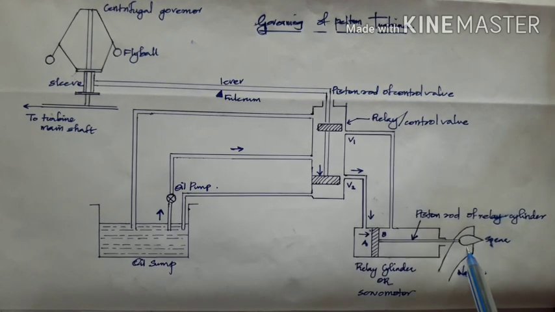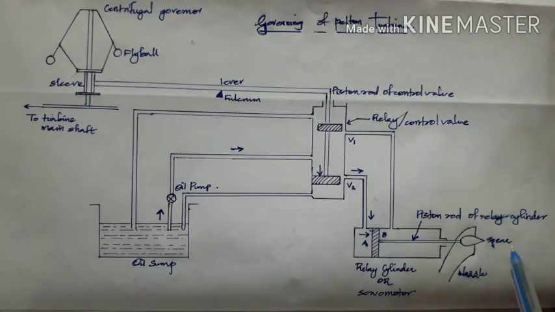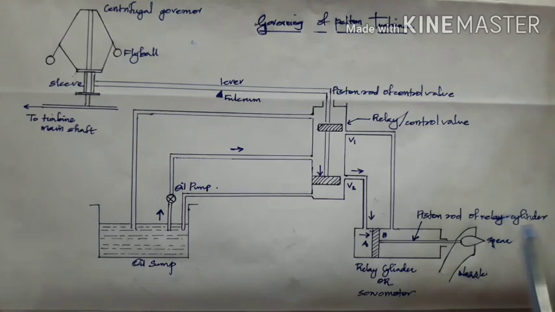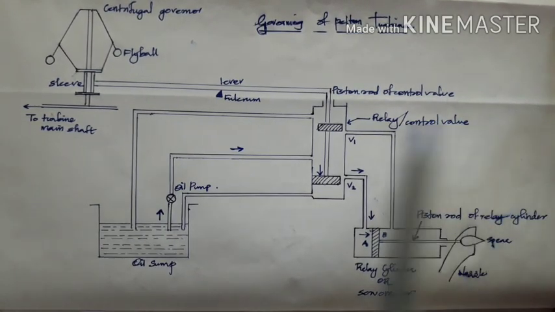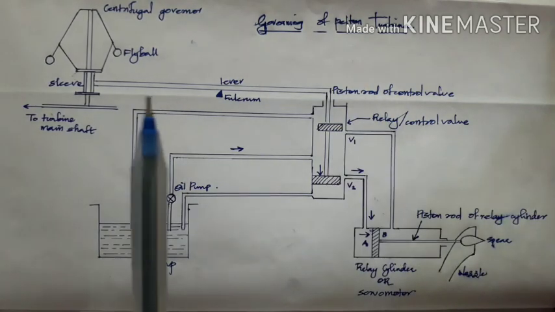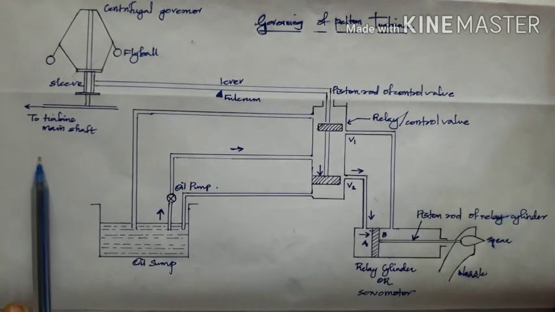Thus the spearhead moves towards the left, and thus more area of water is available. So more amount of water will be supplied to the turbine, hence increasing the speed of the turbine. So using this arrangement, we can govern the Pelton turbine or maintain a constant speed of the Pelton turbine. So this is the process.